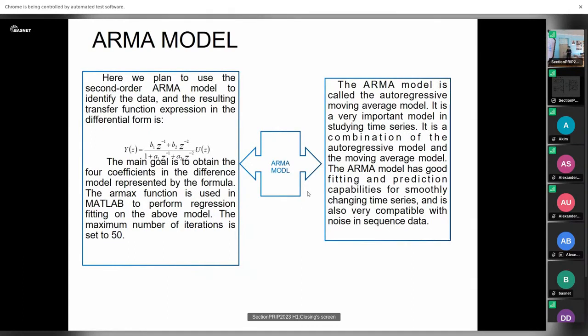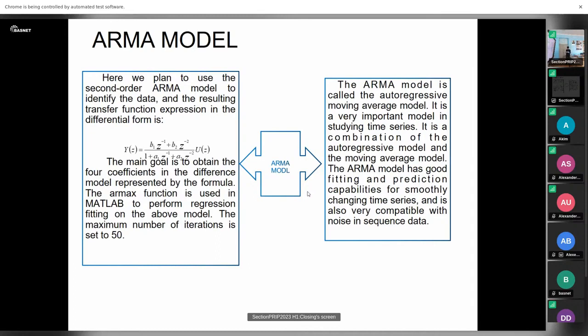I use MATLAB. BP neural network can make use of the model. And here we can use the support of the model to interpret the text and without translating the picture. Expression is a different piece. And the mean to obtain the campaigns in the different model reference and origin, and the max function is used in MATLAB to perform regression fitting on the model, and the minimal number of iterations is 6 to 15.